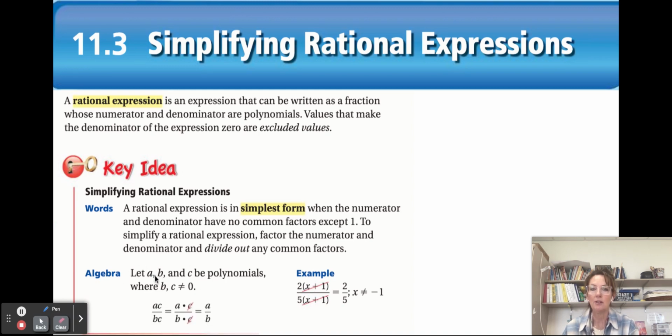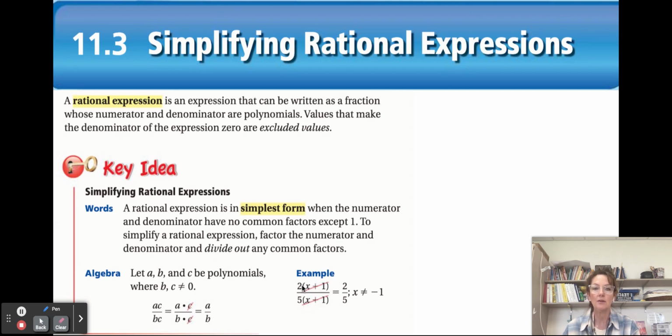For algebra, it's saying, let A, B, and C be polynomials where B and C are not equal to 0. And B and C cannot be equal to 0 because the denominator cannot equal 0. Okay? So you have A times C over B times C. Obviously, the C's could cancel. The simplified form would be A over B.